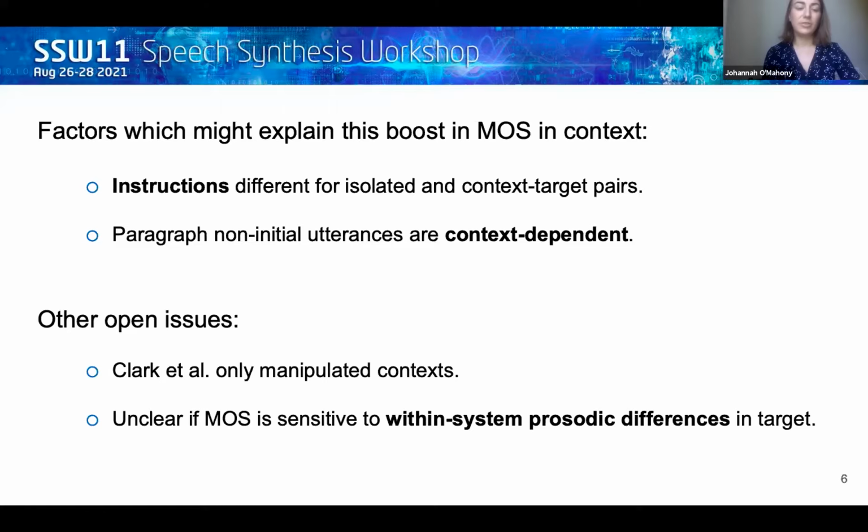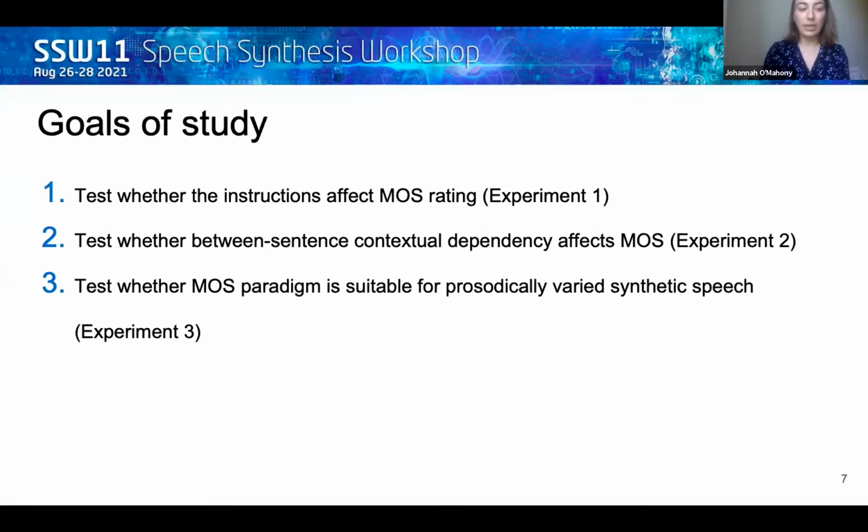But there were some other issues that they didn't approach in this study. They only manipulated the contexts, which means we're actually still not sure whether the MOS paradigm is sensitive enough to within system prosodic differences. So what if we have a system whose baseline quality is always the same, but it can generate different renditions and we want to know which one is the best? The question is also unclear if MOS is sensitive to that.